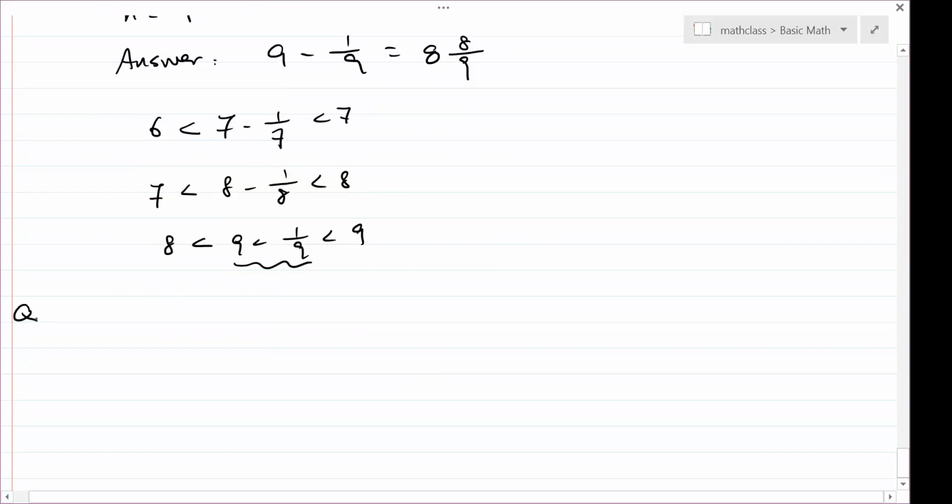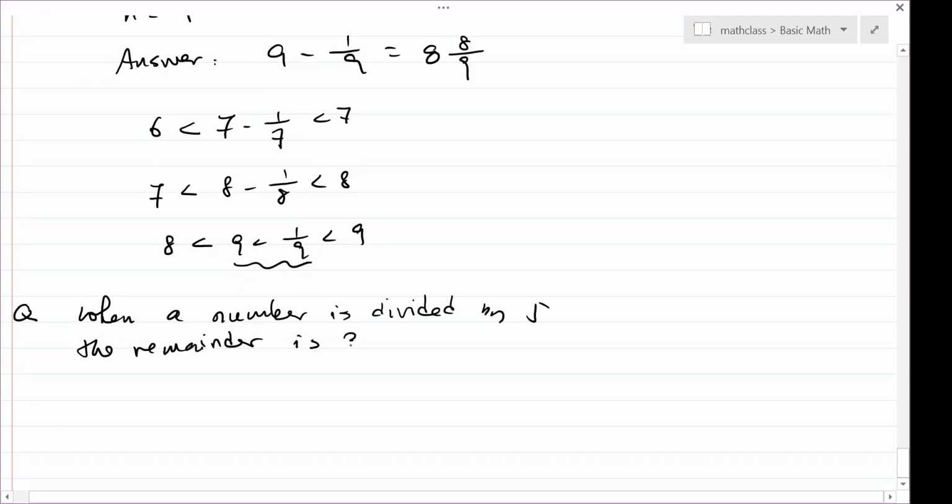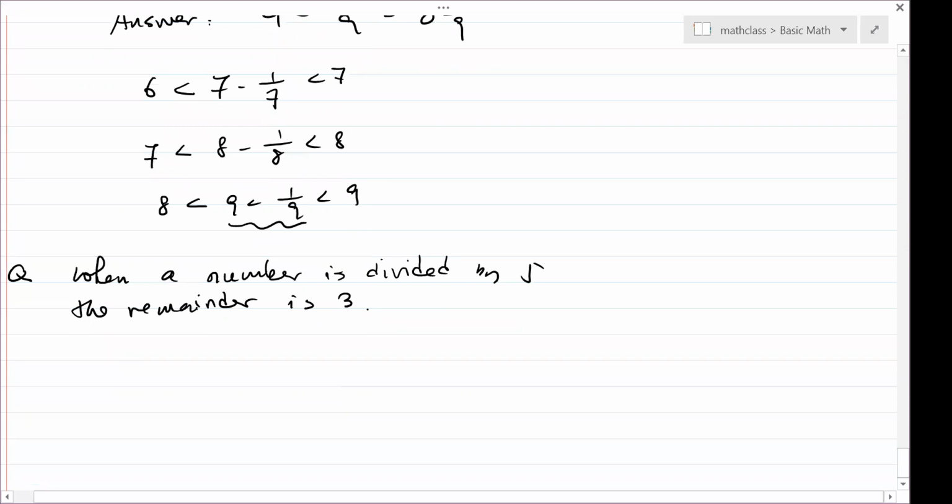All right, our next question. When a number is divided by 5, the remainder is 3. We know that part. We don't know the number. Can we find out the remainder when twice this number is divided by 5? The answer may be no.